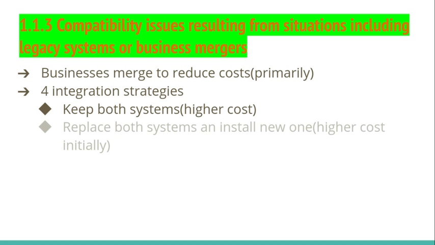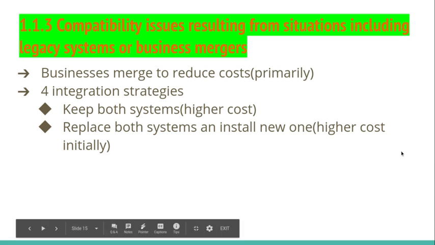Okay. Second strategy is to replace both systems and install a new one. It does cost more initially, but in the long run, it's actually cheaper. And it's usually better for the company because everybody's on one cohesive system. Everyone's learning something new and starting from the same page. So if the merger was expensive and they don't have the extra money to implement a new system, then they may want to find something different. But it is a better option in the long run.